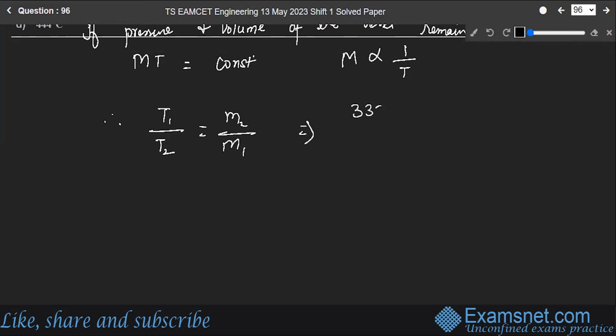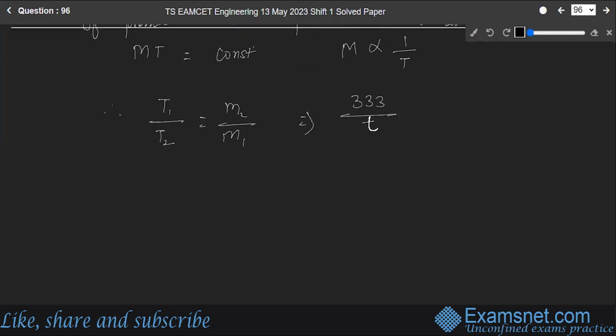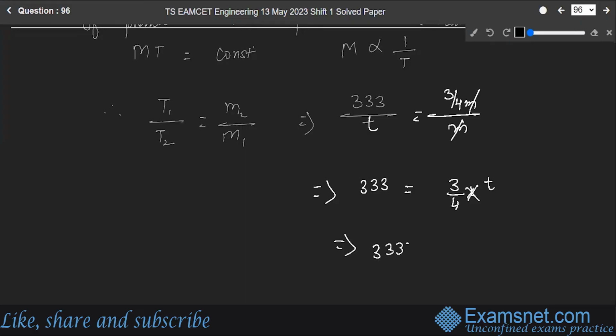T1 is equal to 333 Kelvin upon T2. T2 is equal to T is equal to M2, which was 3 by 4 of M, divided by M. M and M will cancel. You will have 333 is equal to 3 by 4 into T, or you have 333 upon 3 by 4 is equal to T. So this is equal to 444 Kelvin.